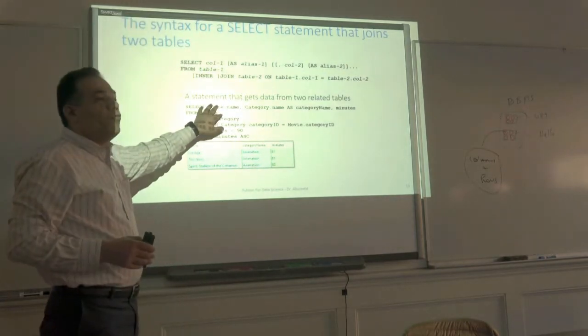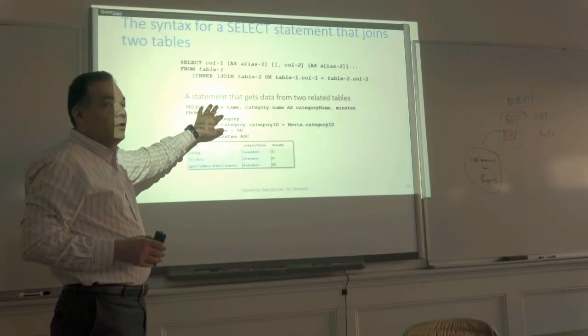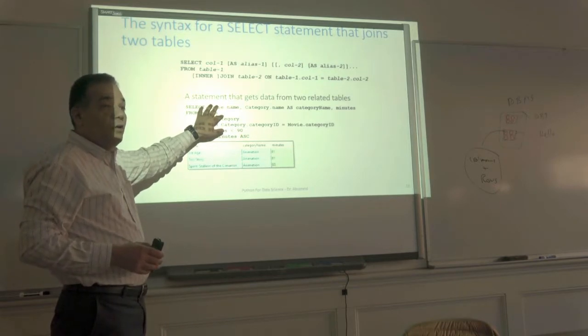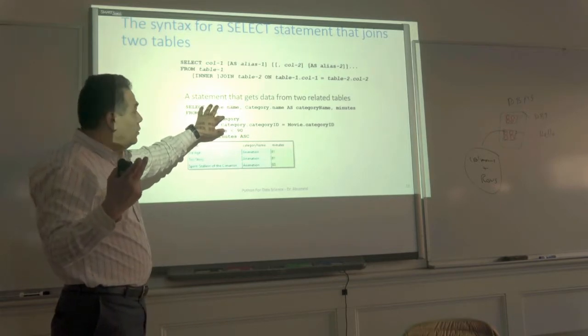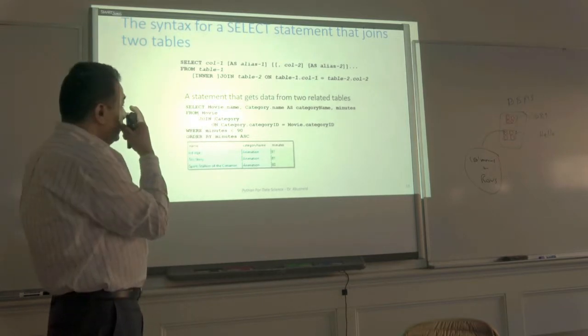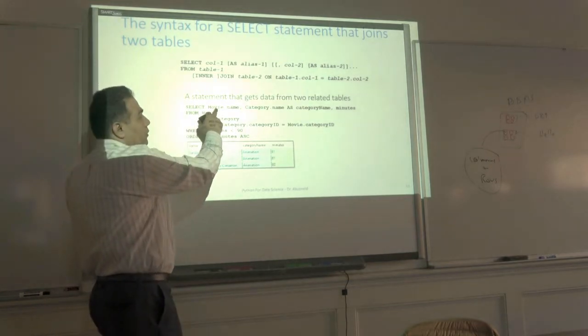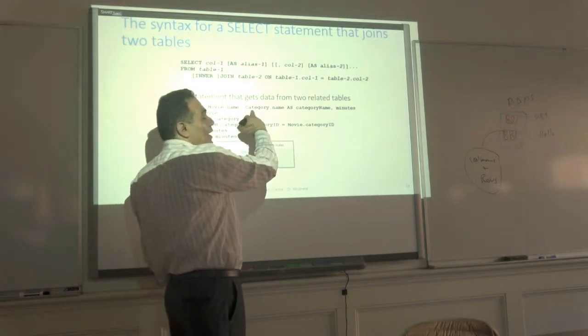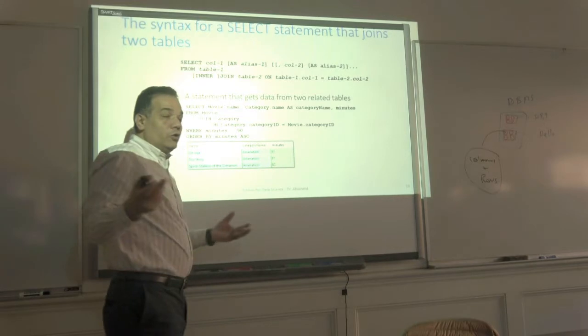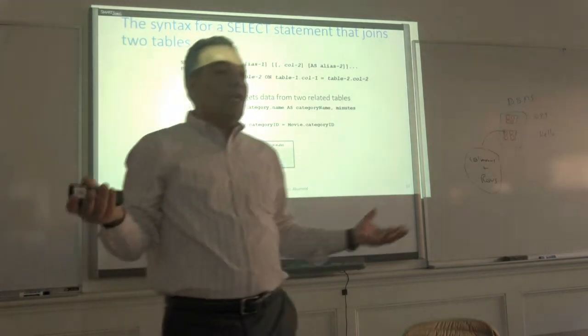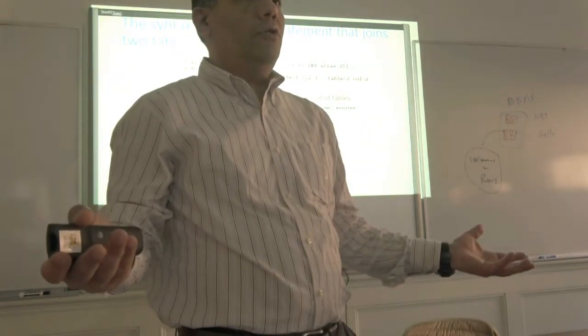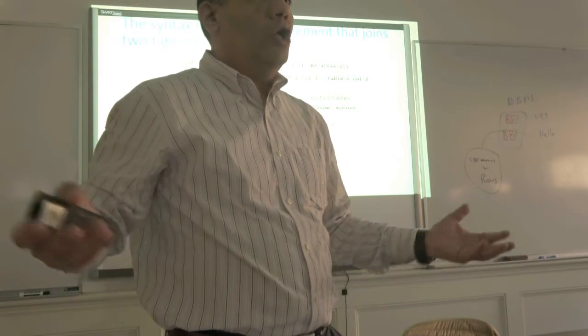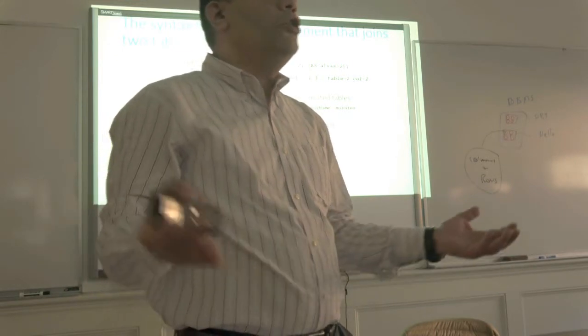I'm selecting that from where? From two tables. Okay? So for example, this is coming from where? The name is coming from the movie. This is coming from where? From the category ID. So there is information coming from two tables. What should I do with the two tables? Join them. How can you join them?